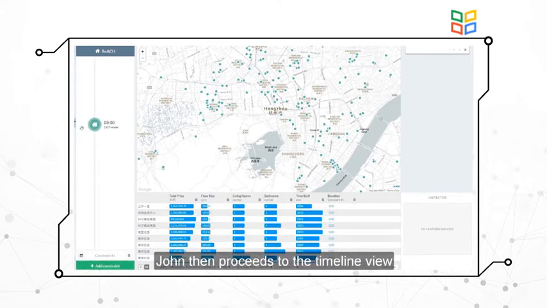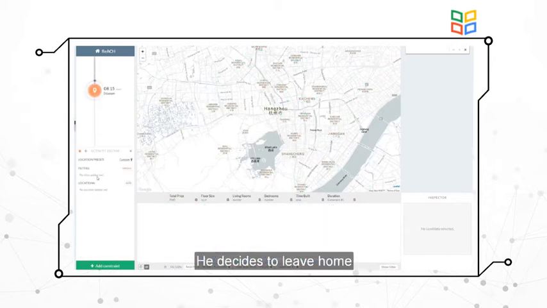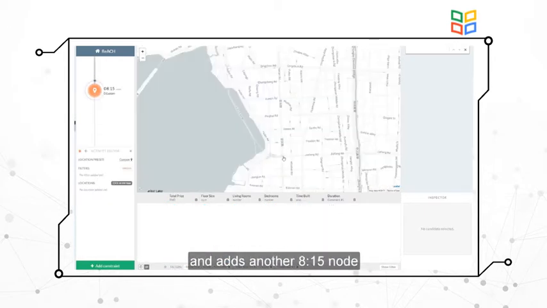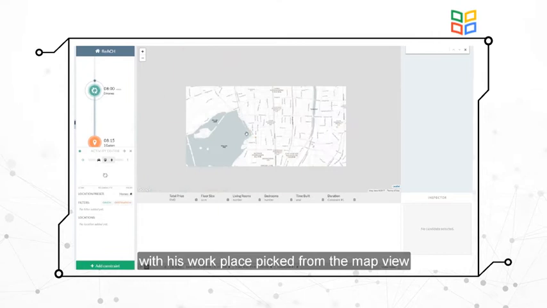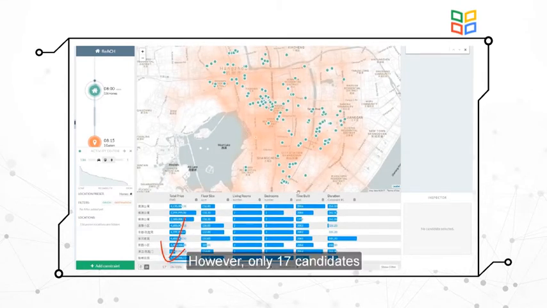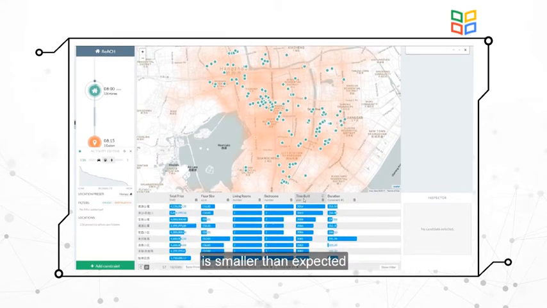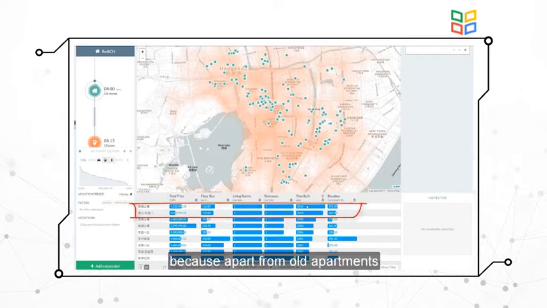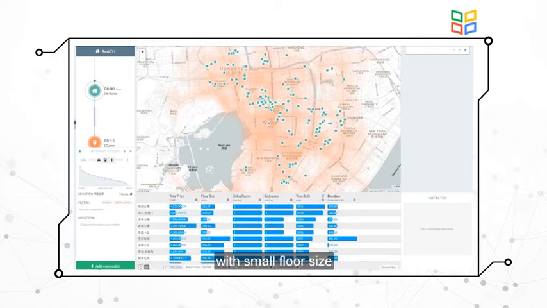John then proceeds to the timeline view. He decides to leave home at 8 o'clock in the morning and adds another 8:15 node with his workplace picked from the map view. However, only 17 candidates match his requirements because the generated reachable region is smaller than expected. John is unable to find ideal candidates because apart from the old apartments, 2 recently built ones are not cost-effective. These 2 apartments are expensive with small floor size.